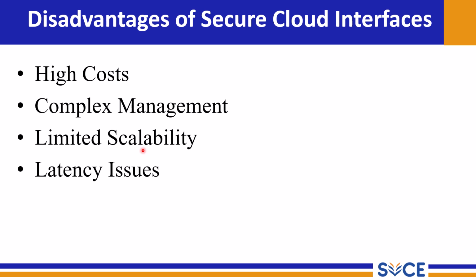It requires investment in firewall or security appliances and IT staff. Complex management needs continuous monitoring and updates to handle evolving threats. Limited scalability means it may struggle to support remote users or global operations efficiently. And latency, because traffic filtering and deep packet inspection can sometimes slow down the internet speed. Okay.